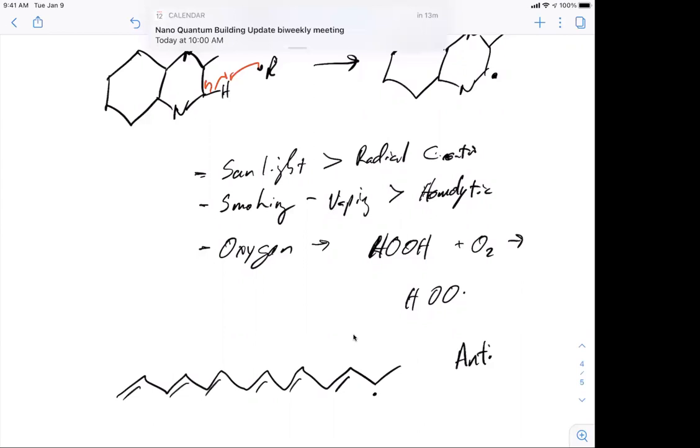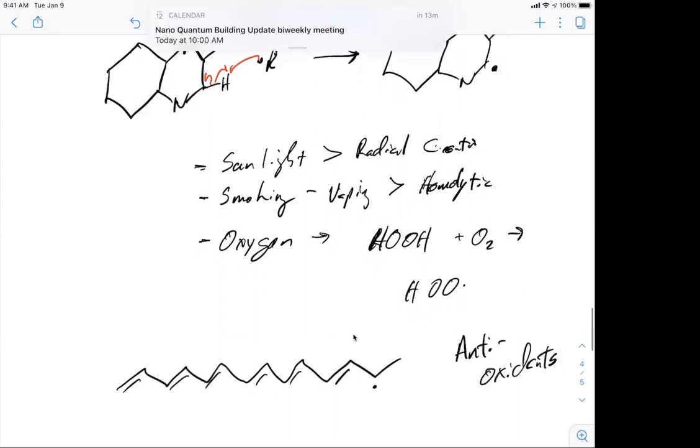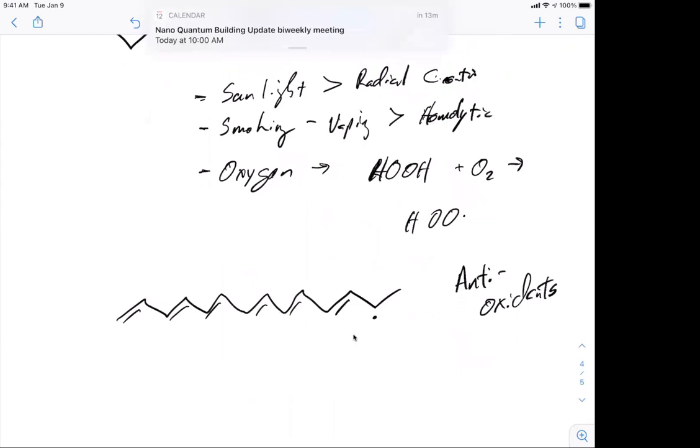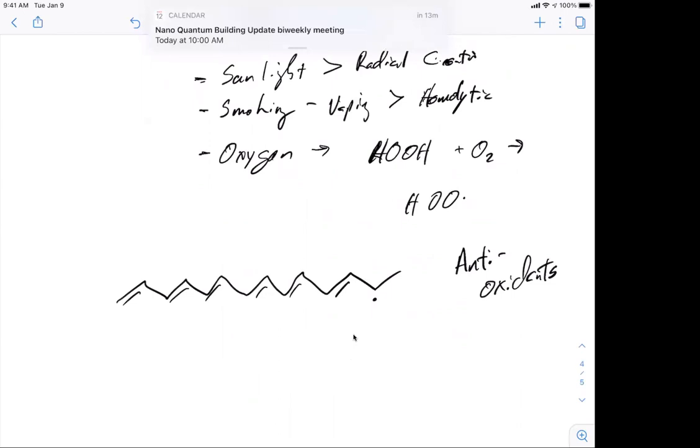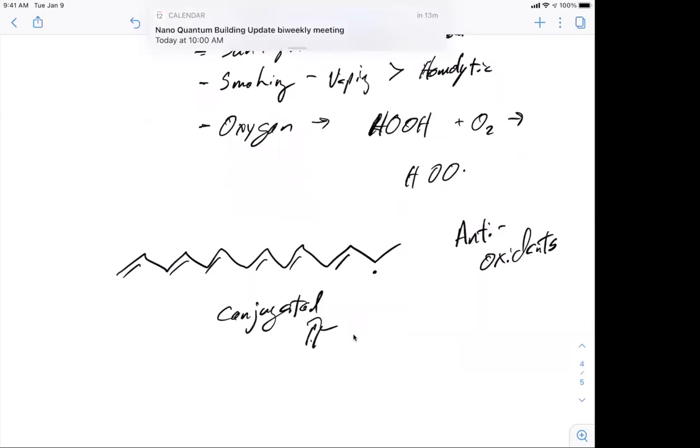the antioxidants, right? What you usually see in an antioxidant, and I should have gotten a picture of beta carotene, but what you've seen in antioxidants is these big long chains of pi bonds that are all in conjugation. And conjugated pi systems also tend to be colored.